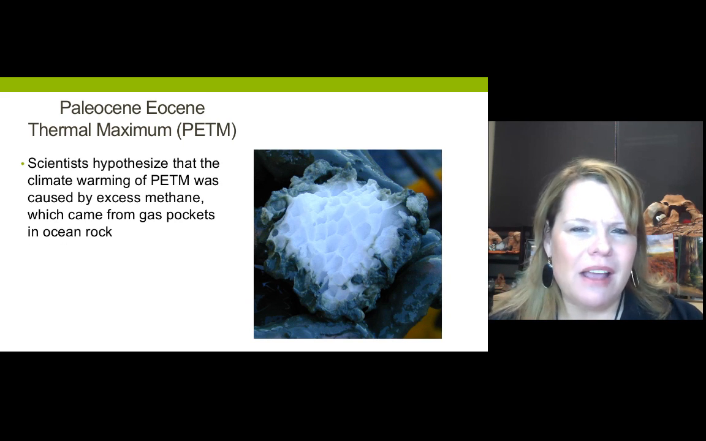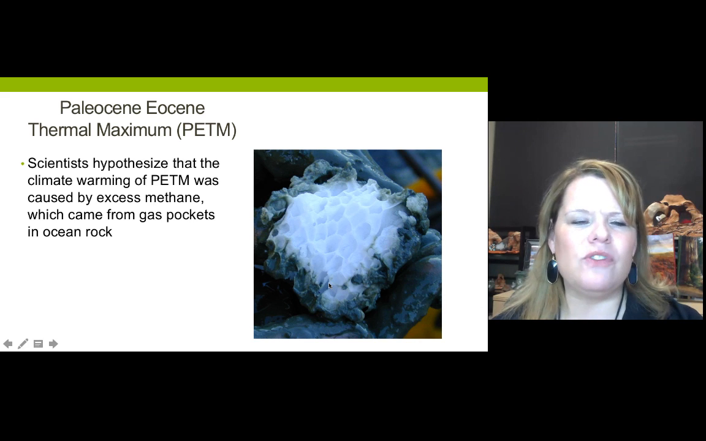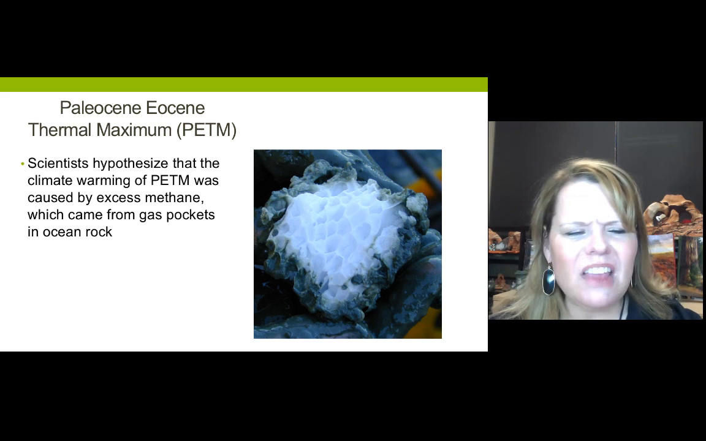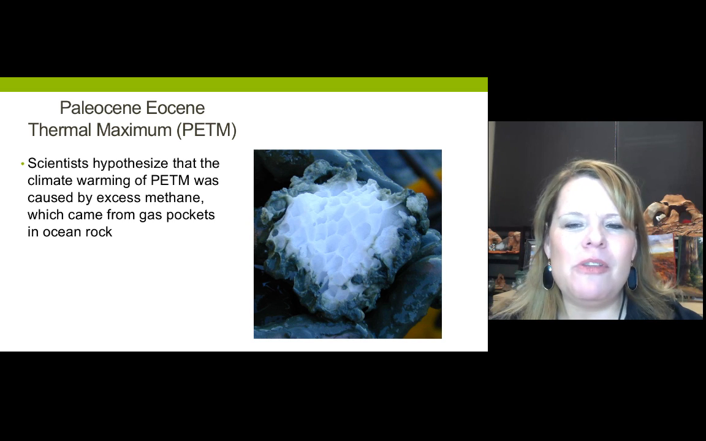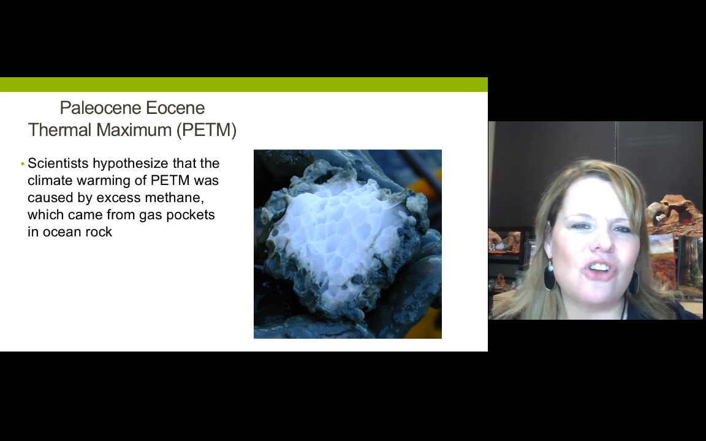When we think about the Paleocene-Eocene thermal maximum, known as the PETM, the most accepted hypothesis is that these things right here, which are called methane clathrates, pockets of excess methane that come from ocean rock. And so they're usually at the bottom of the ocean, and if it warms too much or the acidity changes, these things start to melt.